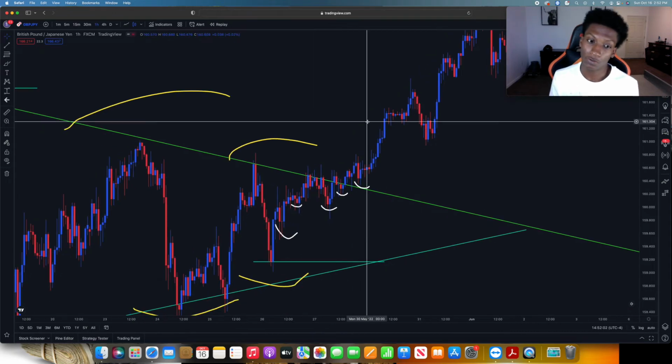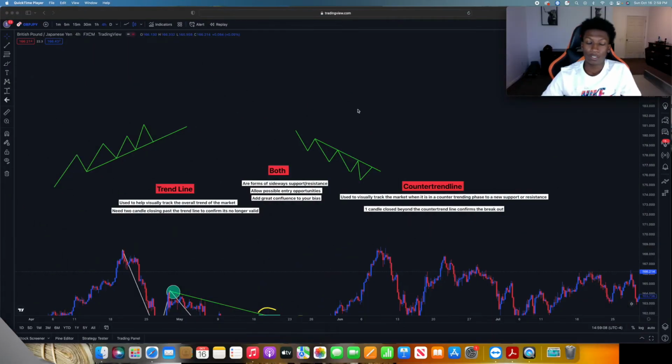But this is all I really have to say about trend lines. Let's transition to counter trend lines and let you guys know how you can take advantage of those types of opportunities. To start this breakdown on counter trend lines, we first have to understand what a counter trend line is.